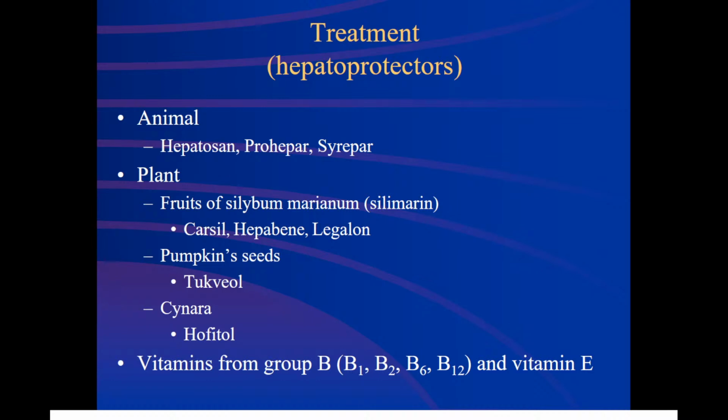Animals, for example, hepatasan, prohepar, seripar, very famous drugs. Plants include carsil, hepabene, legalon, hofitol, and other hepatoprotectors. Also, vitamins from group B and group E, and vitamin E. Both of them are recommended commonly to patients with chronic liver disease and may be used in clinic.